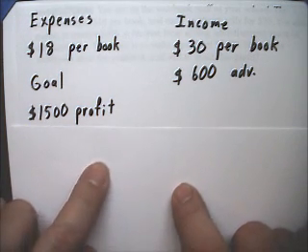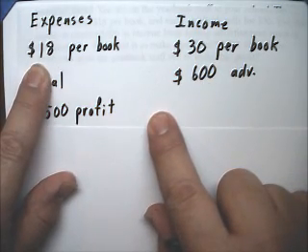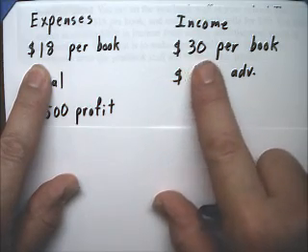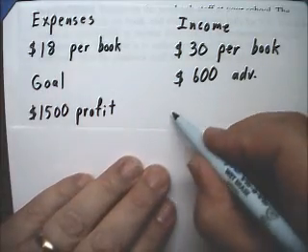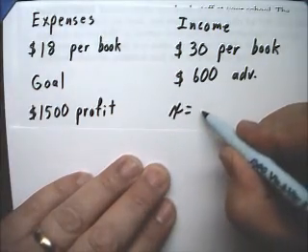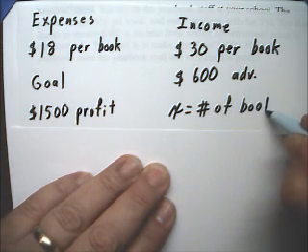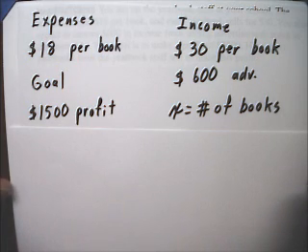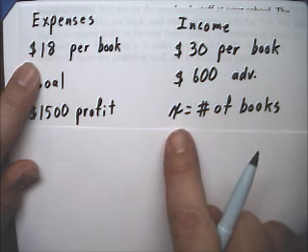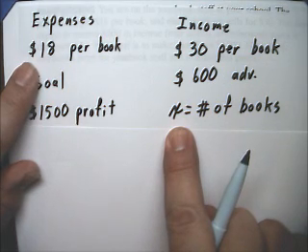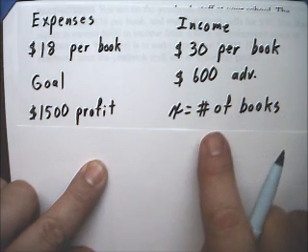So with that in mind, I'm going to work on the income, and then I'm going to subtract the expenses. Now, per book means we're going to multiply times the number of books. I guess I'll let x equal the number of books. And let's see, $18 per book, that means it's going to be 18x, and that's going to be part of our expenses. 30x is going to be part of our income.